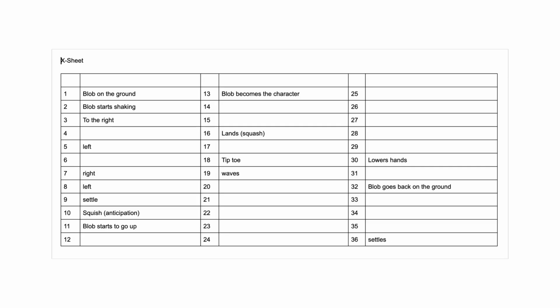Now a little extra step. This is optional, but I like to make an X-sheet, also known as an exposure sheet. According to the animatic, it will write down what action happens on which frame. This will help me stay on track while shooting stop motion.